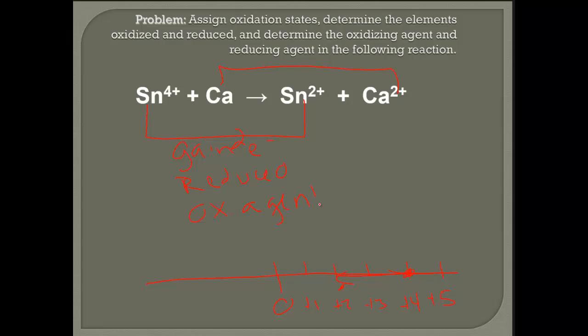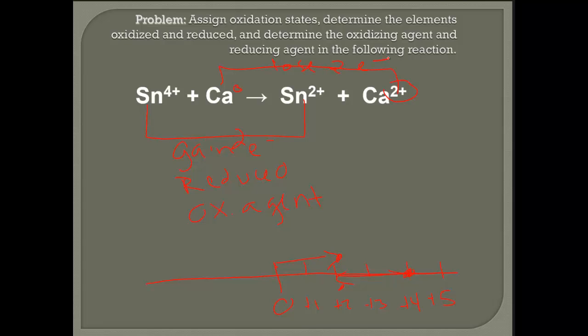Calcium is starting off at a 0 and going to a positive 2. So here's 0 on the number line. It's going to a positive 2. It's becoming less negative. It's losing electrons. In fact, once again, it lost 2 electrons.